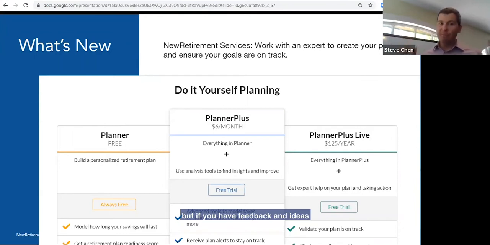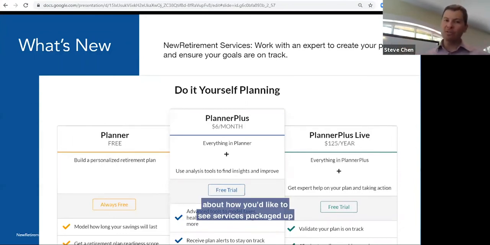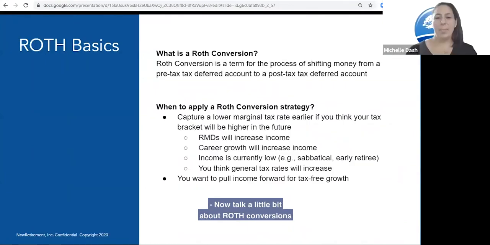But if you have feedback and ideas about how you'd like to see services packaged up, let us know as well. We're definitely testing different ideas here. Now we'll talk a little bit about Roth conversions and just maybe establish a baseline of what they are.